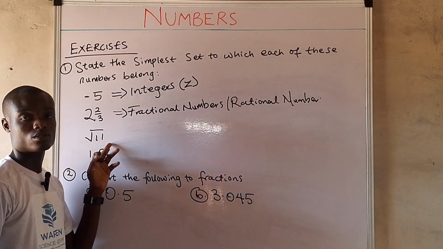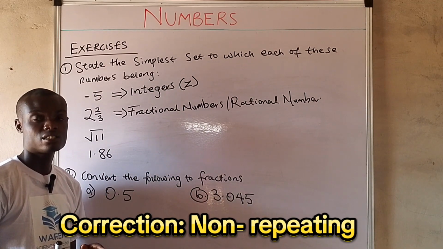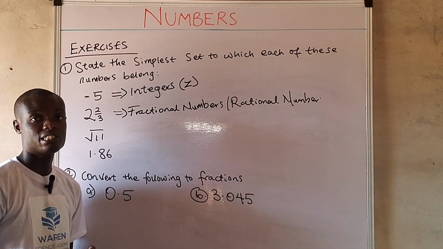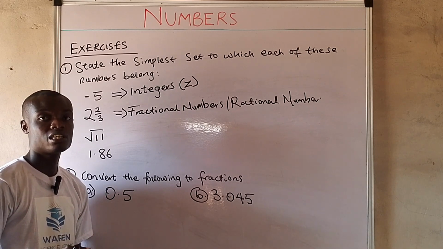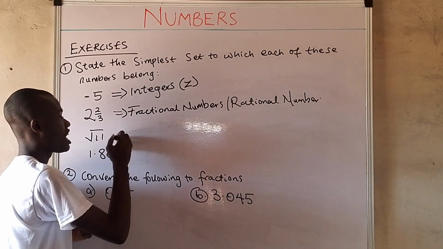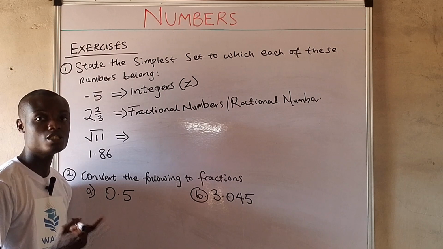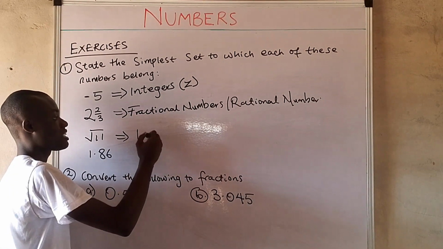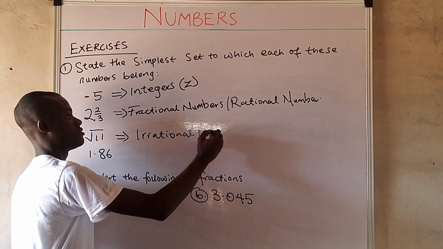Next, we have root 11. Root 11 will give us a non-repeating and a non-terminating set of decimals. So remember, non-repeating and non-terminating numbers are irrational numbers. So this becomes an irrational number.